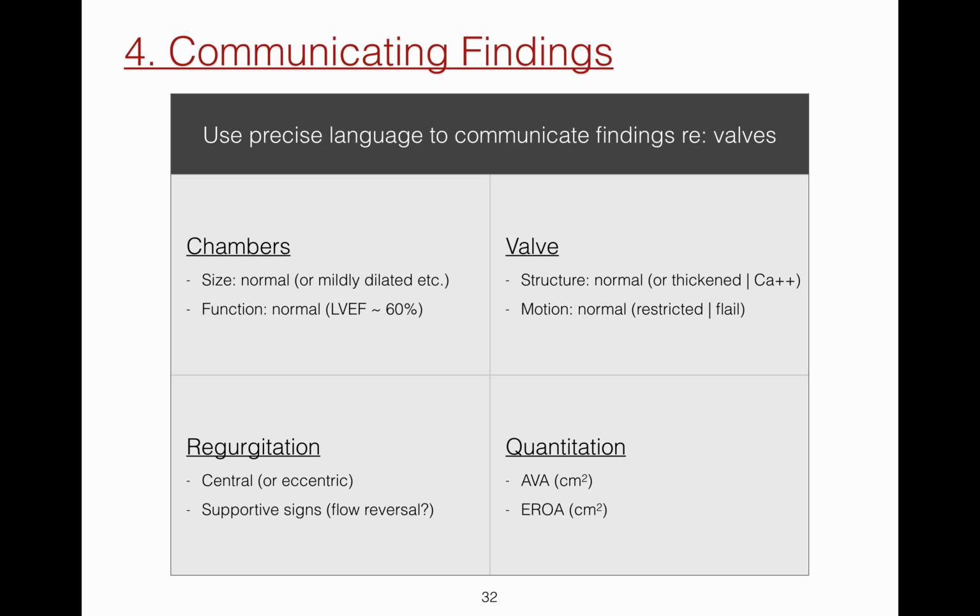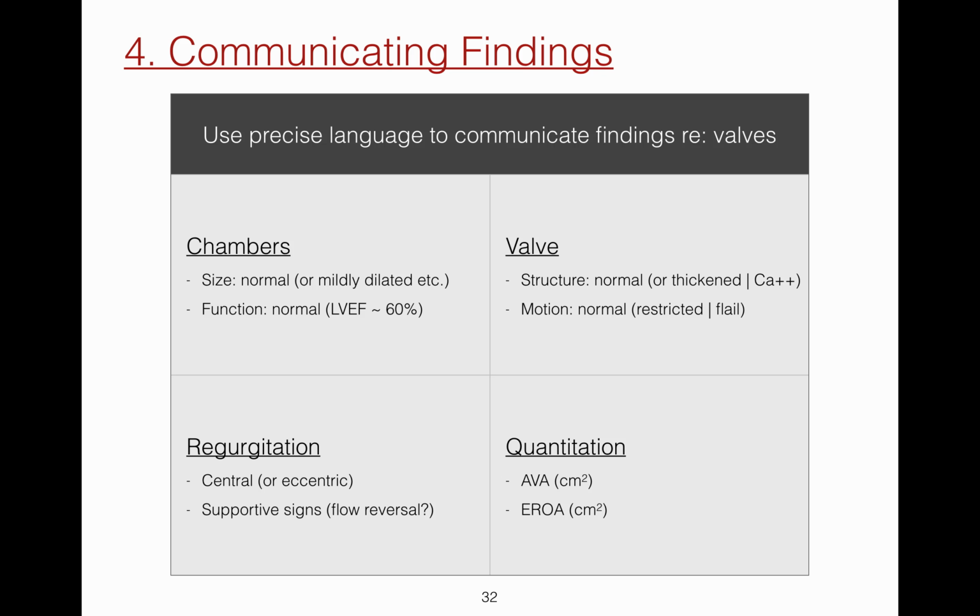Communicating findings. It's recommended that precise language be used when communicating findings about valvular disease. Chamber size and function should be clearly indicated with the support of quantitative measures. Terms such as normal or mildly reduced or severely reduced should be used. Terms such as good or not good should be avoided.